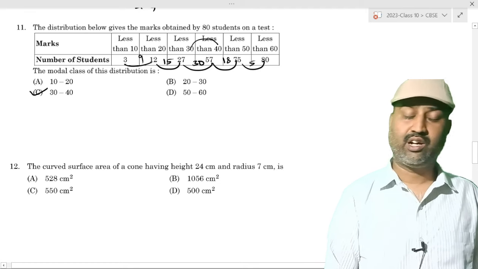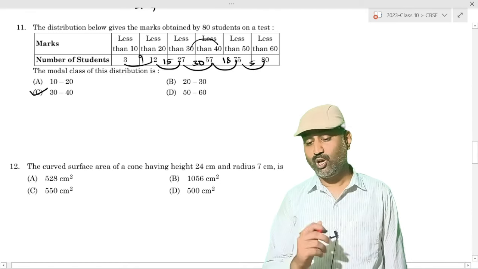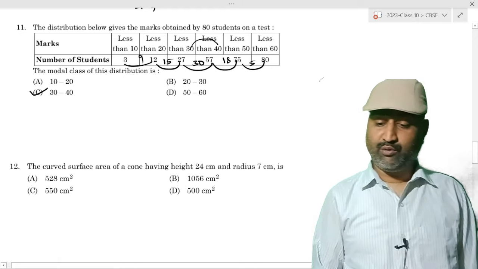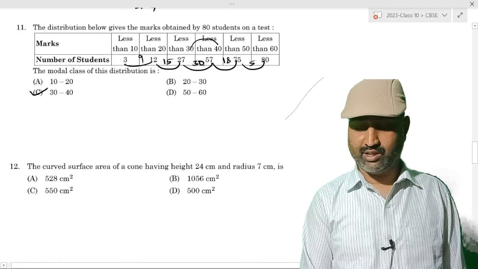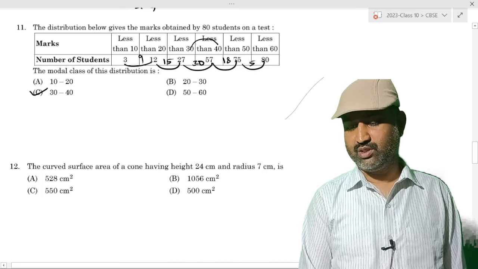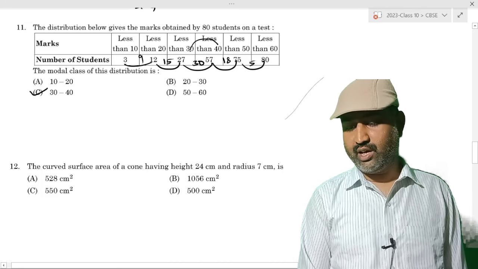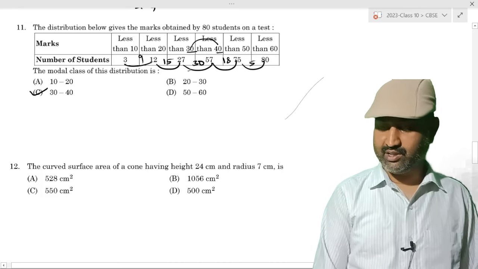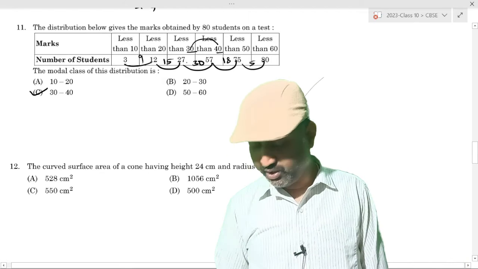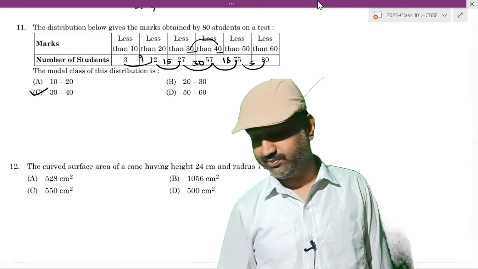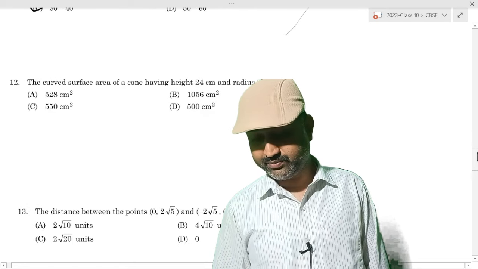Don't waste time on solving the entire question here. 30 is the highest frequency here. It lies between 30 and 40, right? Therefore, the answer is 30 to 40. Don't waste time on writing the table here. Try to optimize the time here, right?